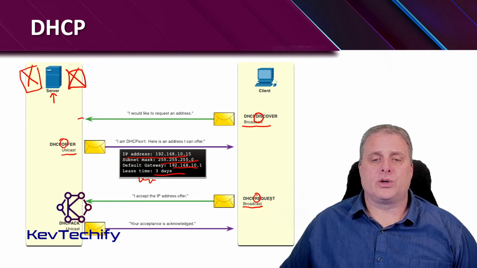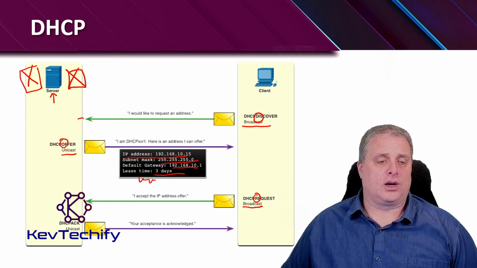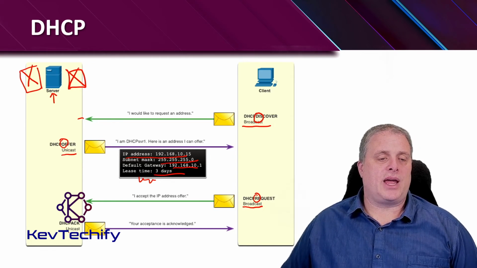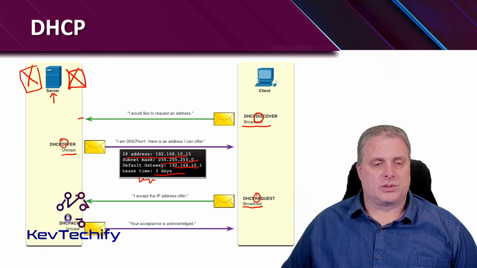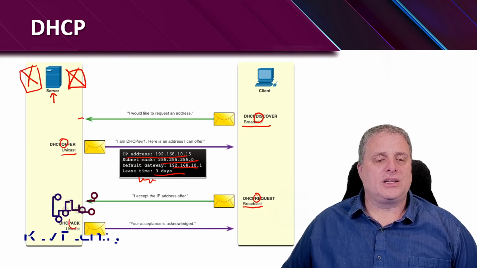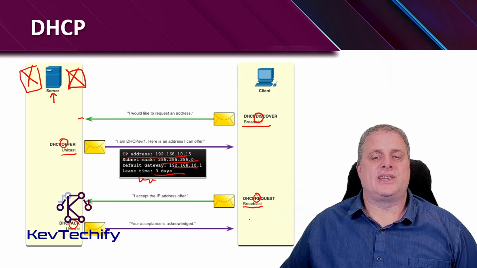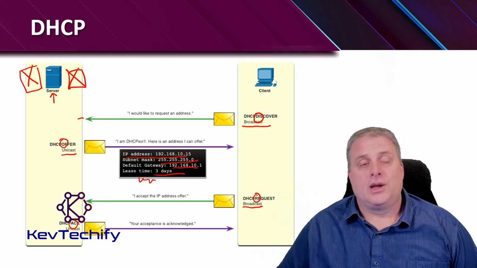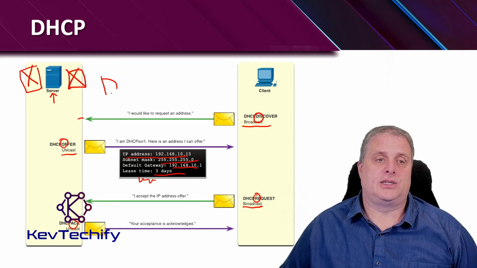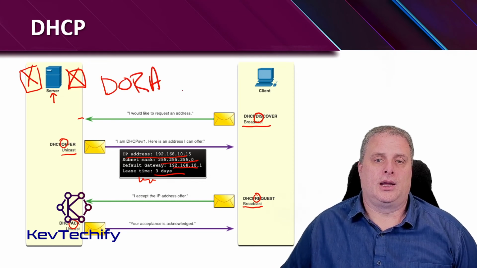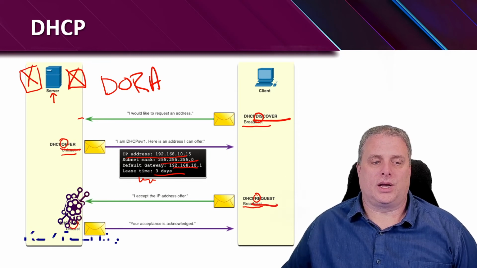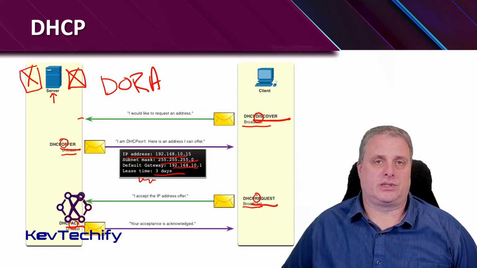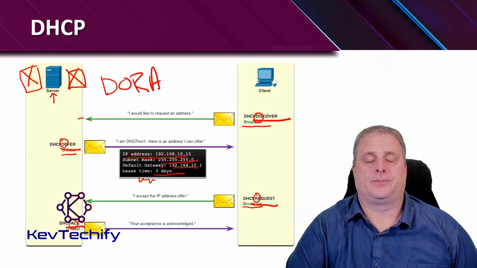So this request goes out of broadcast to the network, and then that server sends back a unicast directed message acknowledging, yep, your acceptance is acknowledged. That is the 4-step process. And if you remember, this is the DORA process. DORA. Discover, offer, request, and acknowledgement. Standard DHCP process here.